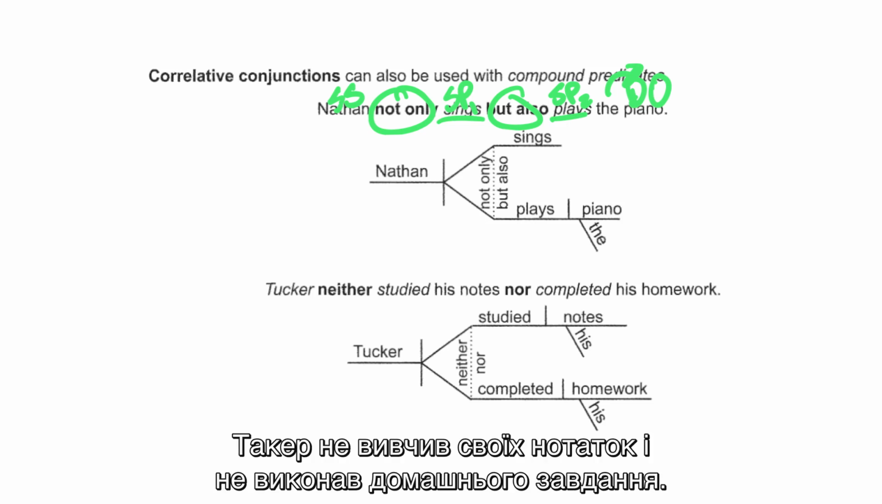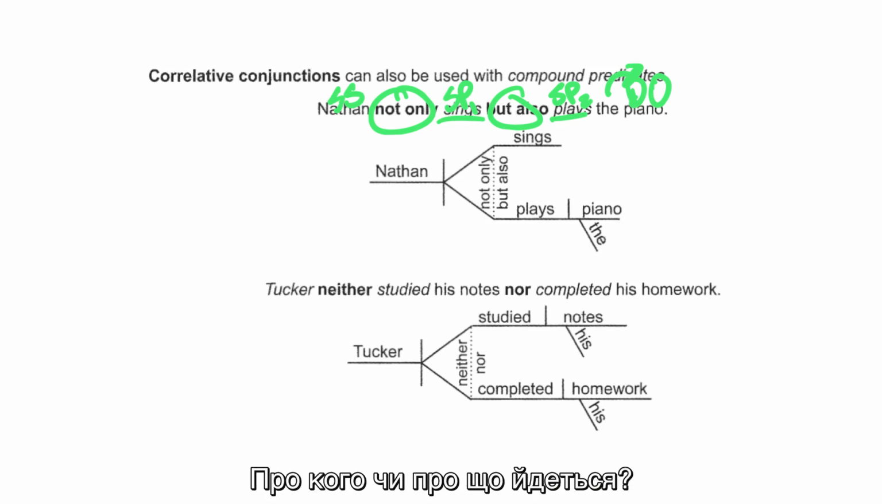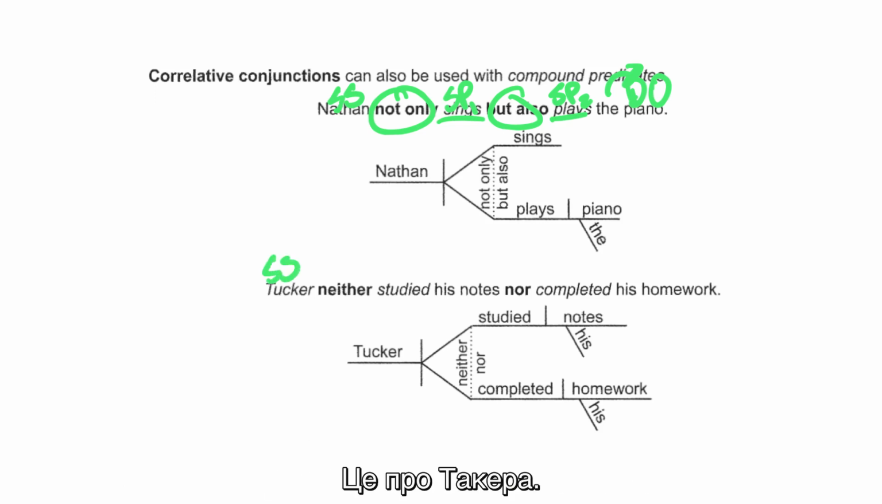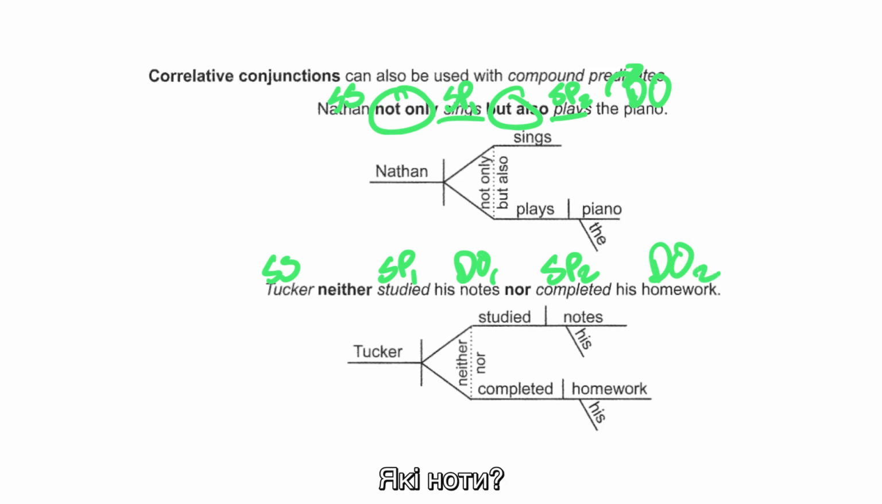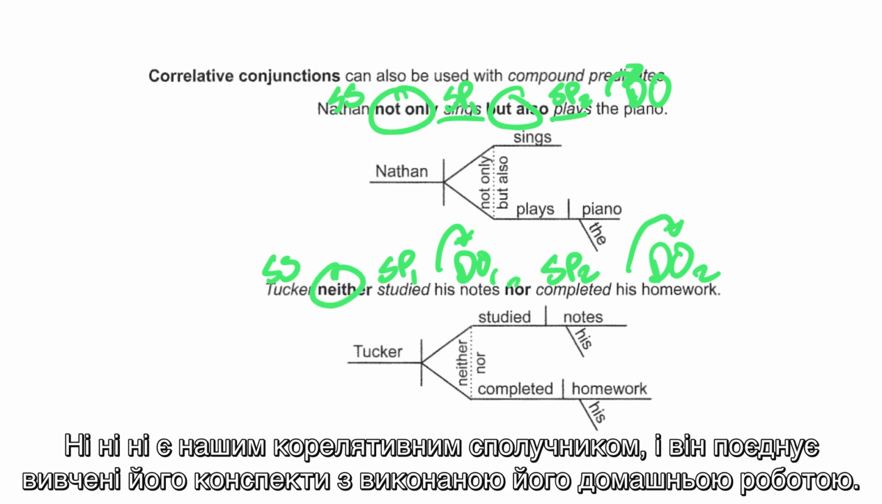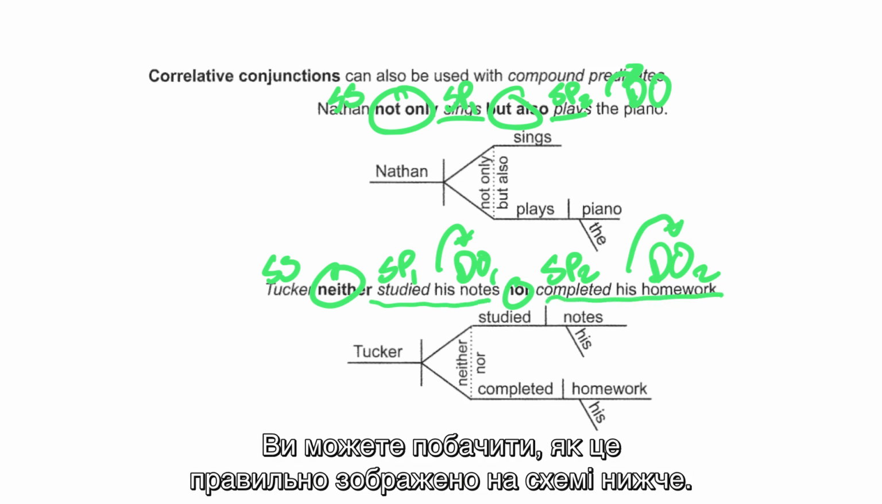Tucker neither studied his notes nor completed his homework. Who or what is this about? It's about Tucker. What did he do? He studied. What else did he do? He completed. Studied what? Notes. Completed what? Homework. Which notes? His notes. Which homework? His homework. Neither nor is our correlative conjunction, and it combines studied his notes with completed his homework. You can see how it is correctly diagrammed below.